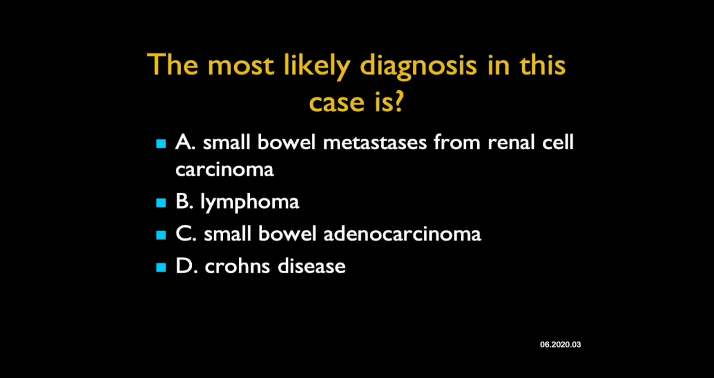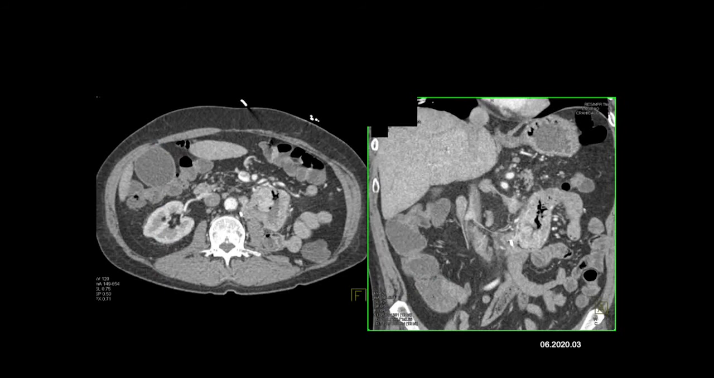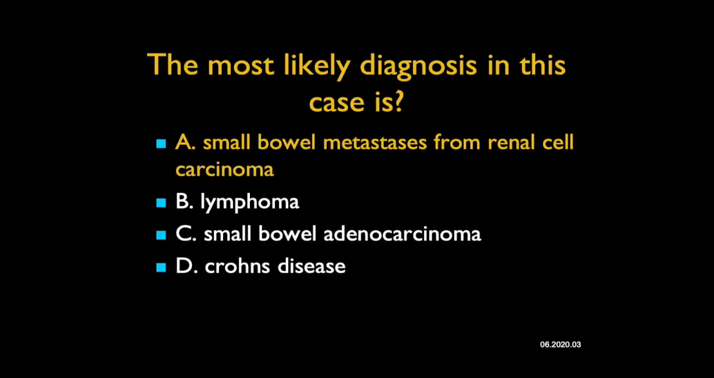The most likely diagnosis in this case, I see a mass in the fourth portion of duodenum. It's slightly vascular. I could think about lymphoma, though usually they're not vascular. Small bowel adenocarcinoma, mass-like I can think about, but usually it's not vascular. Crohn's, this surely isn't. Then I noticed the left kidney is missing. This was metastatic renal cell carcinoma to the small bowel. Just a beautiful example and something we often don't think about.